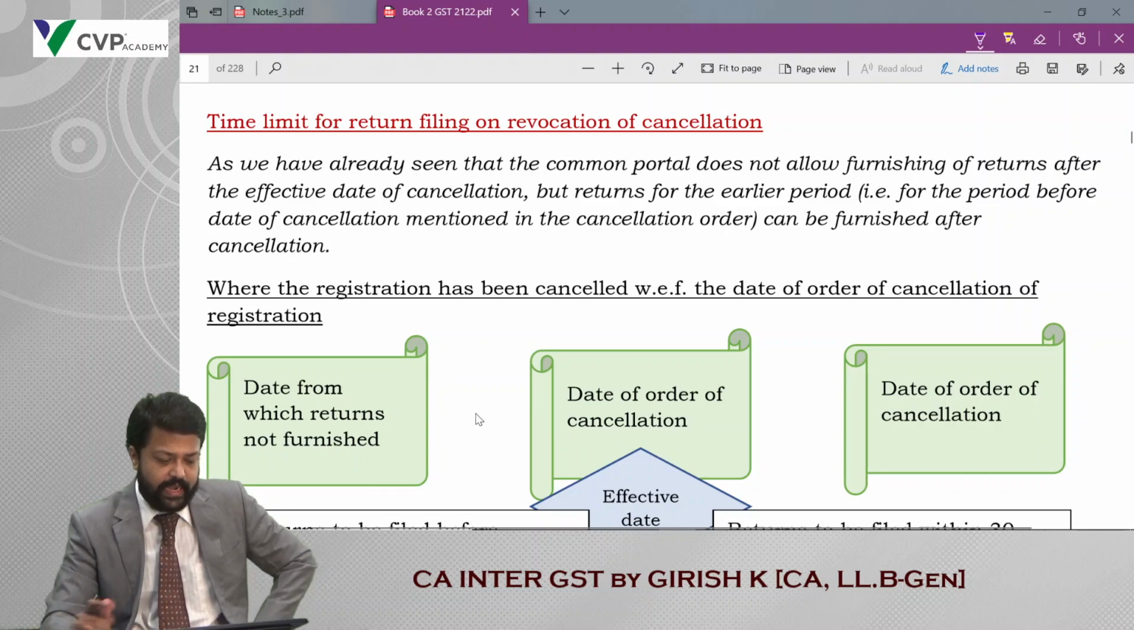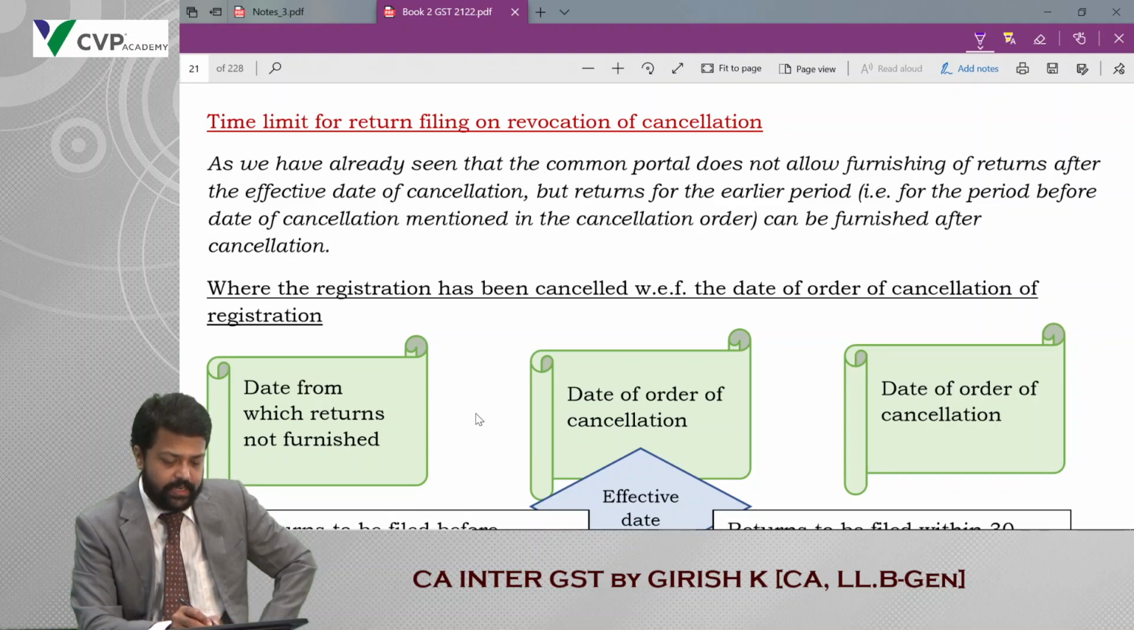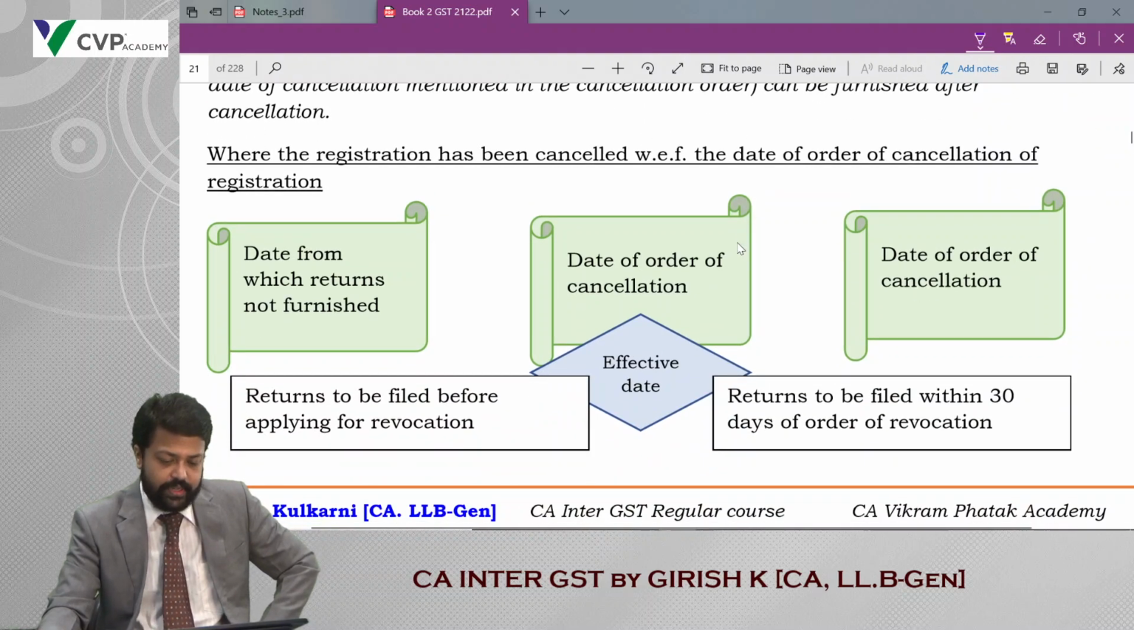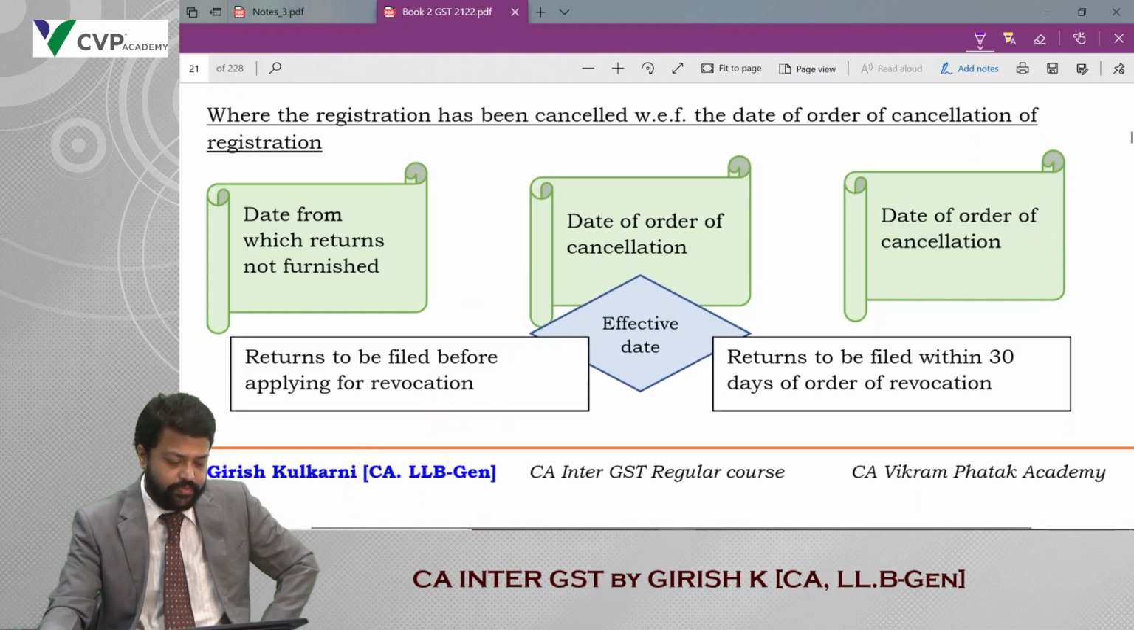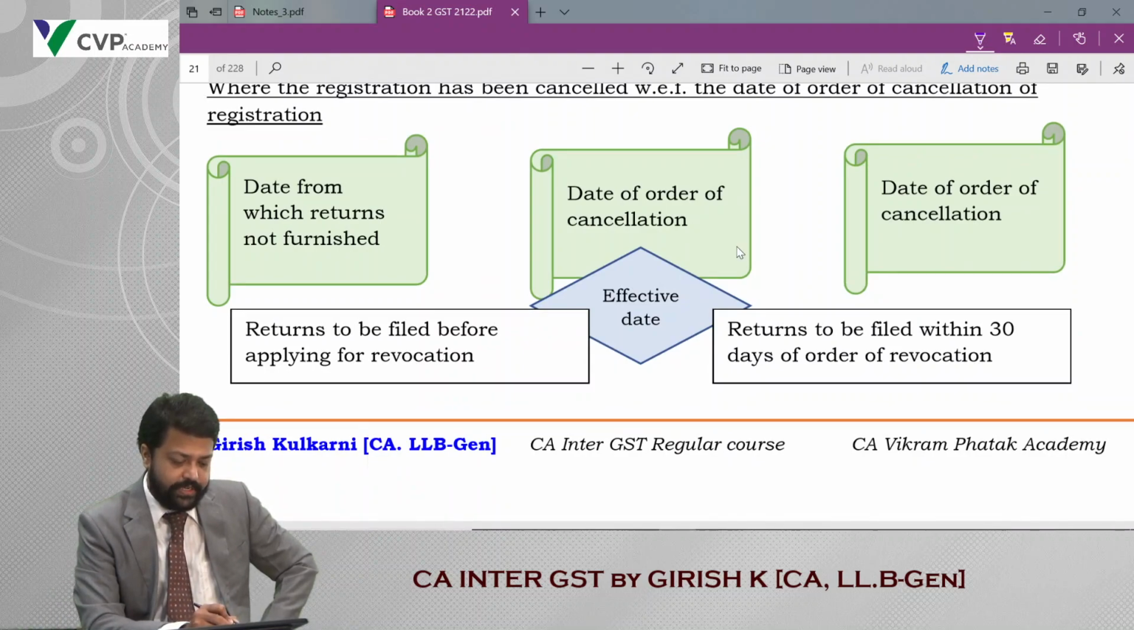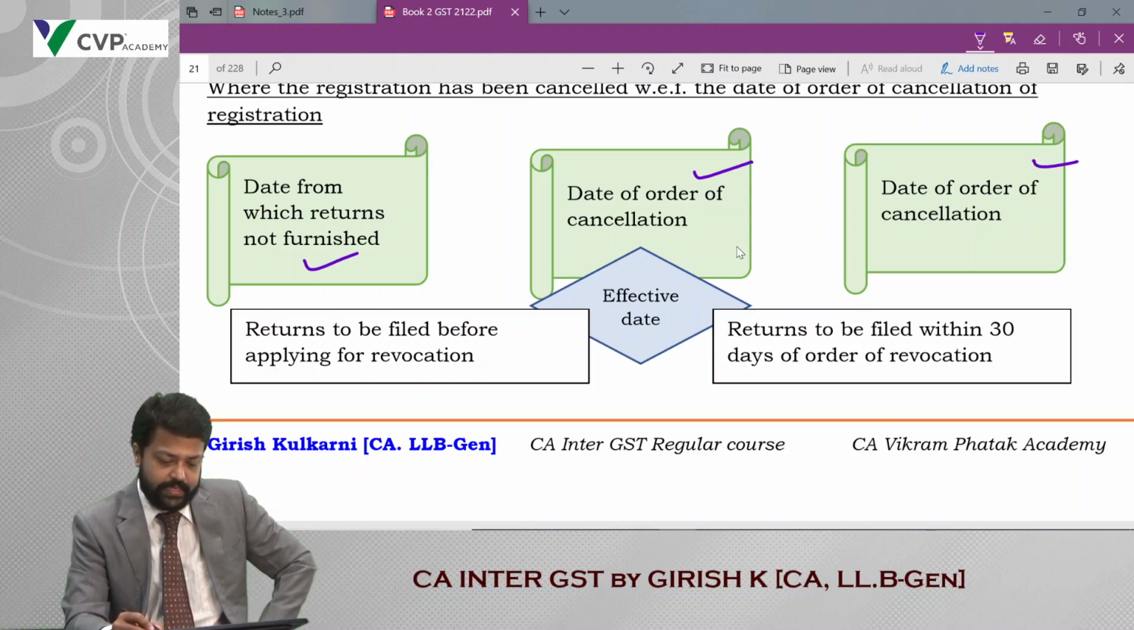As we have already seen, the common portal does not allow furnishing of returns after the effective date of cancellation, but returns for the earlier period can be furnished. First we will cover this and then I will explain with an example. Returns for the period before the date of cancellation mentioned in the cancellation order can be furnished after cancellation. Where the registration has been cancelled with effect from the date of the order of cancellation, the effective date is the date of order of cancellation.